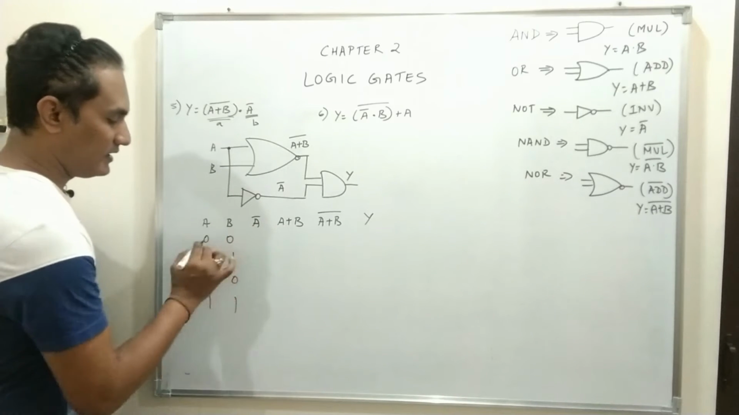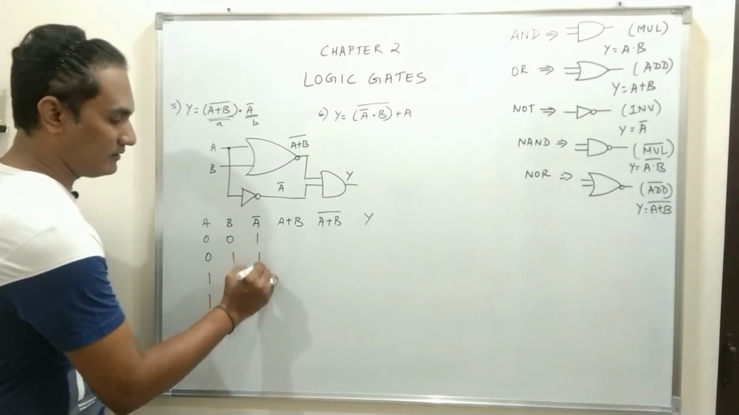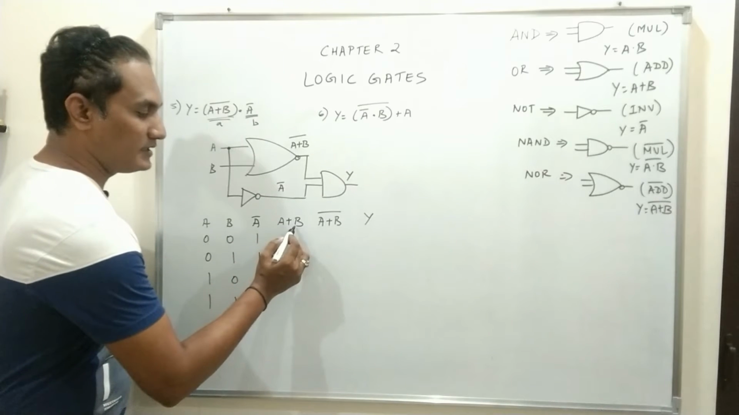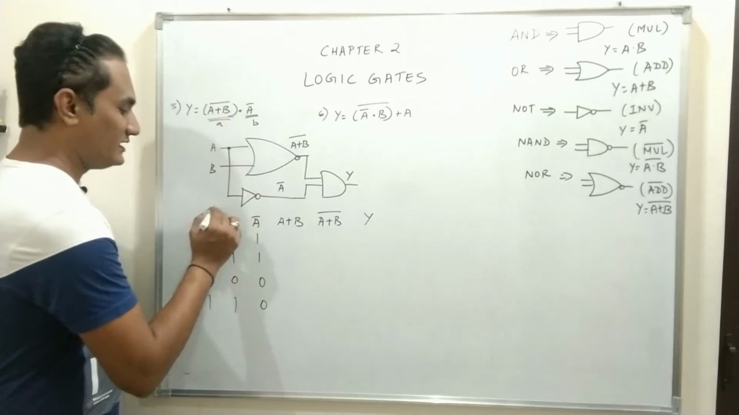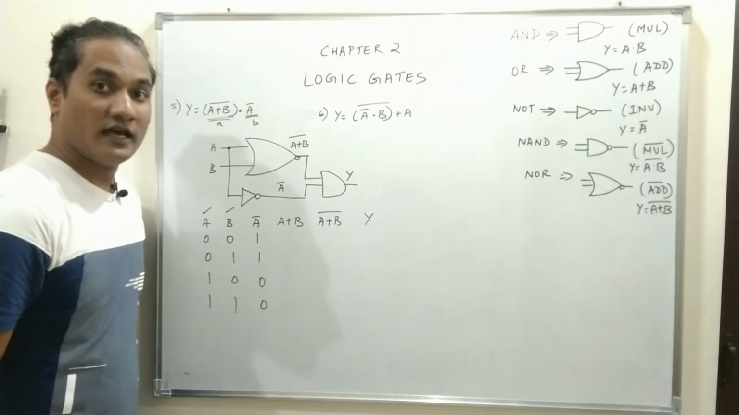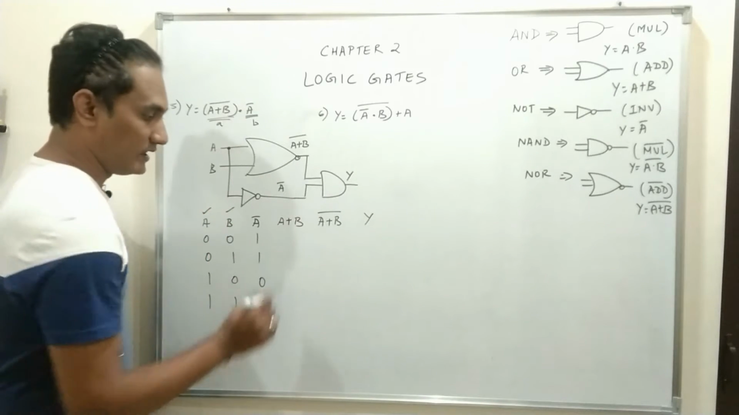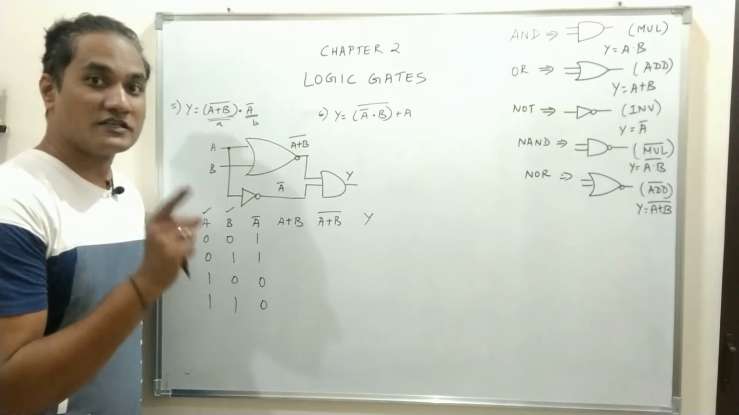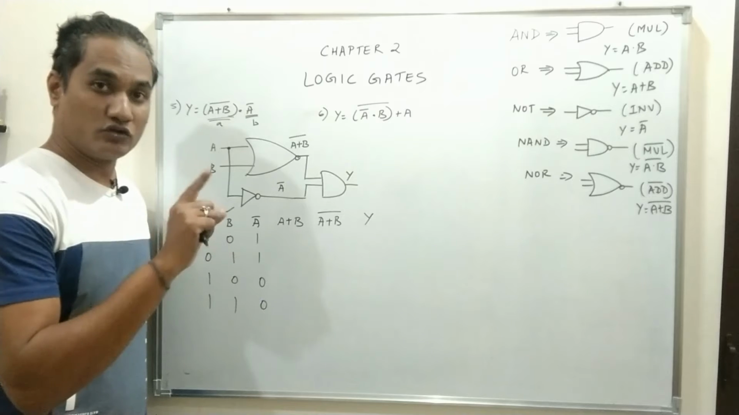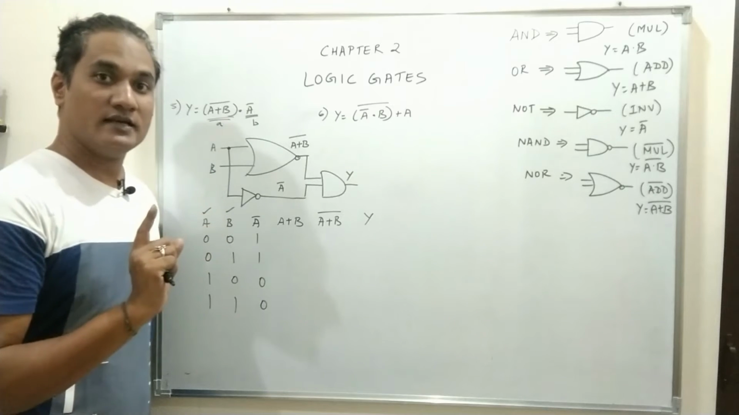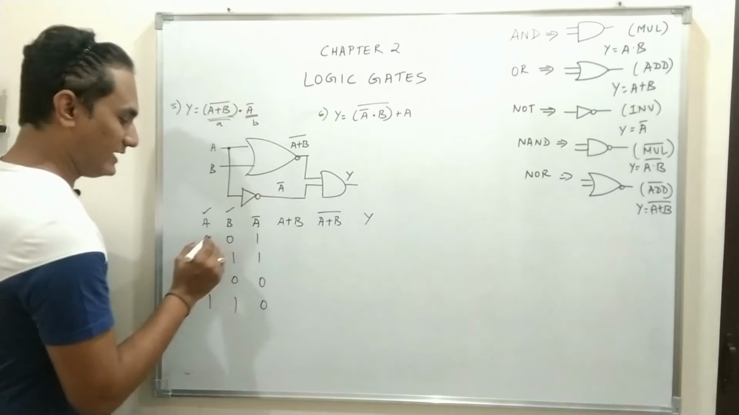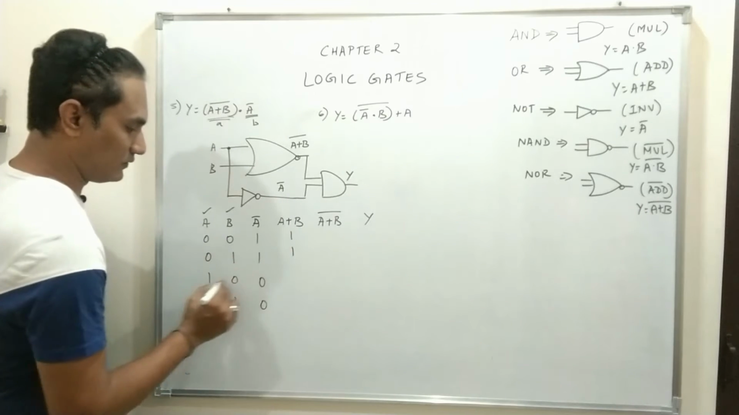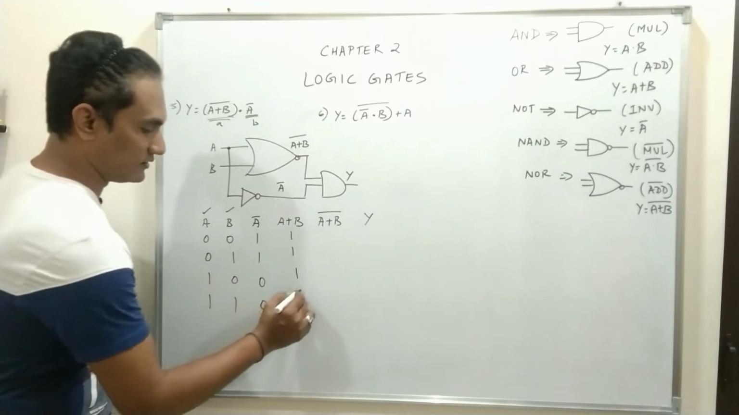What is a bar? A bar is the complement of a: 1, 1, 0, 0. Then a plus b. What is a plus b? A plus b means between these two columns you have to perform the OR operation. And what is OR operation? If any one of the inputs is 1, the output will be 1. When both the inputs are 0, the output will be 0. It amounts to addition: 0 plus 1, 1 plus 0, 1.